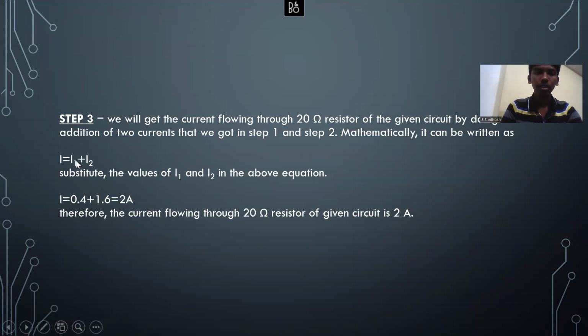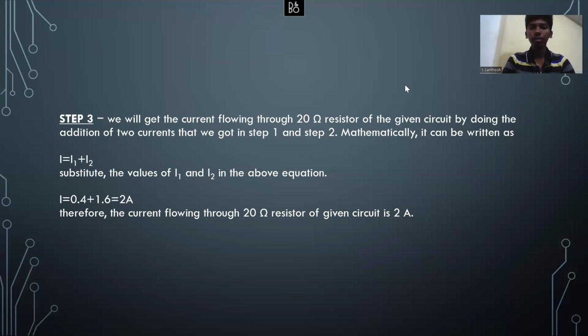And now we'll see over here, as I said, I equals I1 plus I2, or the current through the 20 ohm resistor. You just add them up and you get 0.4 plus 1.6, which equals 2 amperes. Therefore, the current flowing through the 20 ohm resistor of the given circuit is 2 amperes. So this is all about the superposition theorem. We've seen an example and how to solve it.